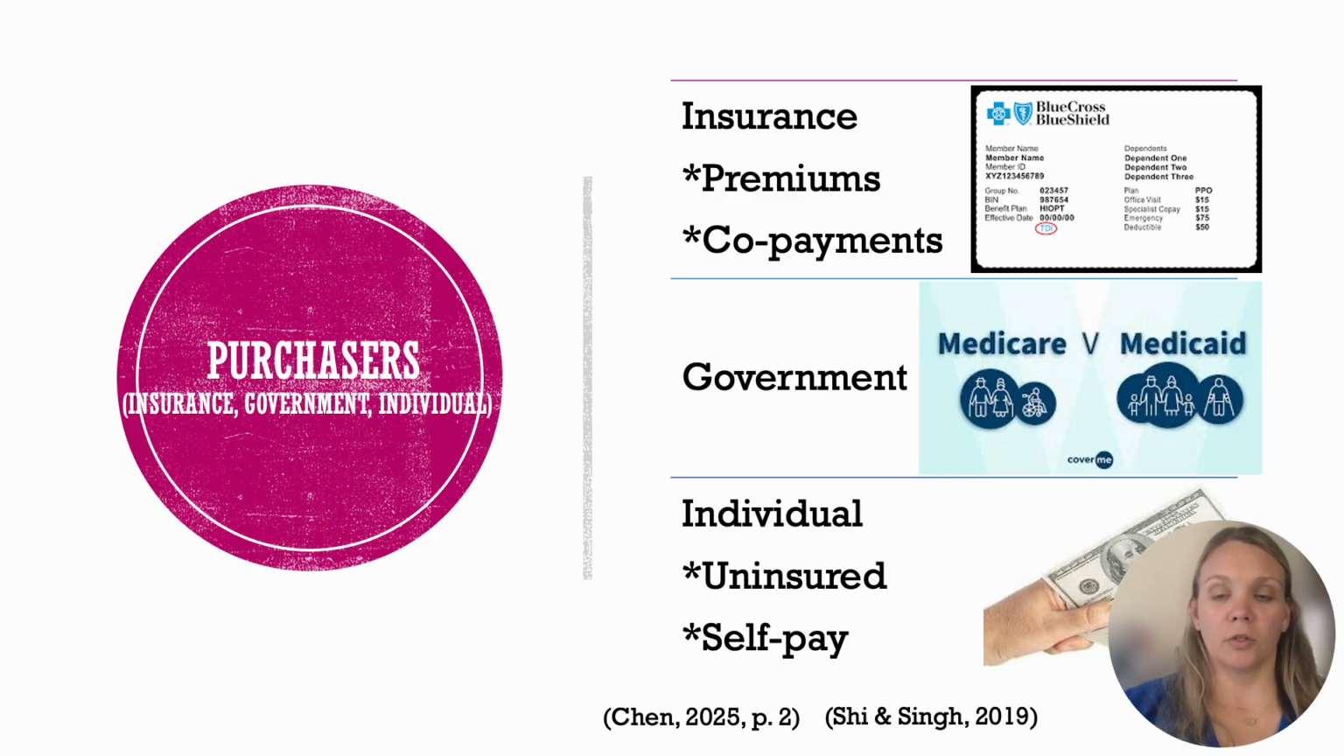Purchasers in healthcare include insurance companies, government assistance, and individuals. Medical debt is accrued for many patients with insurance as well as self-pay patients. Private insurance is purchased through employers via monthly premiums. Patients also pay co-payments for each visit and must meet a deductible set by their insurance plan. The government provides Medicare and Medicaid insurance to qualified individuals. Medicare is approved based on age, while Medicaid is approved based on income status.